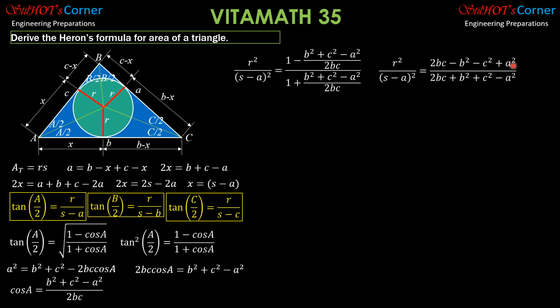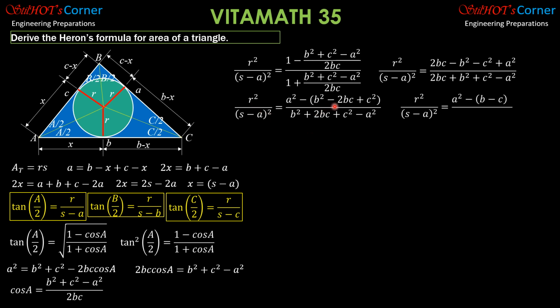Then we write this as r squared over (s minus a) squared equals a squared minus (b squared minus 2bc plus c squared), all over b squared plus 2bc plus c squared minus a squared. And we write r squared over (s minus a) squared equals a squared minus (b minus c) squared, all over (b plus c) squared minus a squared.